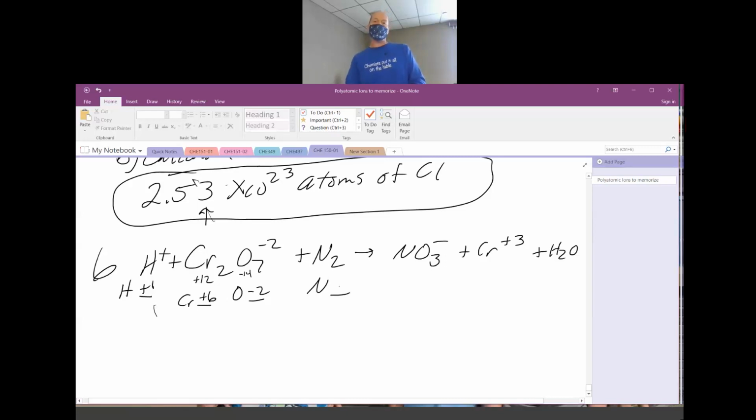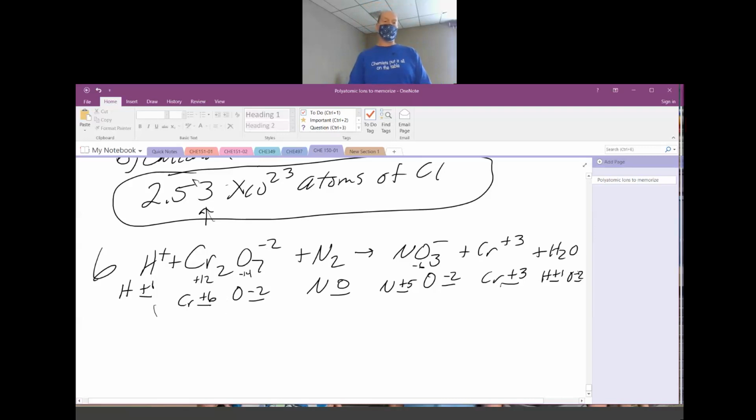Nitrogen, element in its natural state. Oxidation number is 0. Oxygen here, again, minus 2, but we have 3 of them, and so the nitrogen is a plus 5. Chromium, plus 3. That's the oxidation. It is plus 3. Hydrogen, plus 1. Oxygen, minus 2. All right, and so you have to see what is changing oxidation numbers.